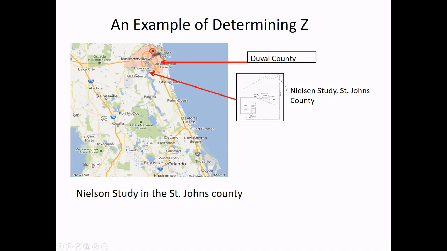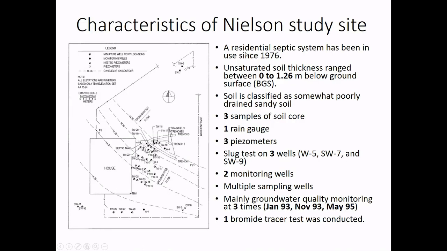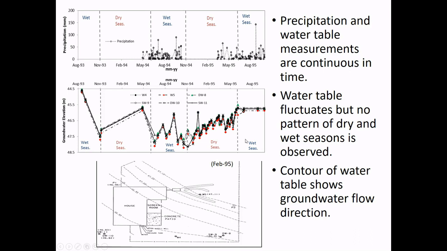This is a case for a Nelson site near Duval County. This site is interesting because, number one, they have a residential septic tank that has been used since 1976, and Nelson did a detailed site characterization. He has soil cores, rain gauge, piezometer, monitoring wells, and so on and so forth. And then the most important thing, this is the hydraulic head, and you can see this is the rainfall data for dry season, wet season, dry season, wet season.